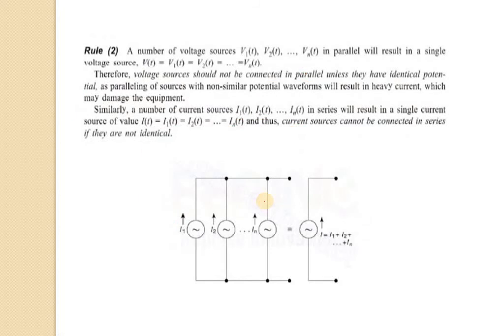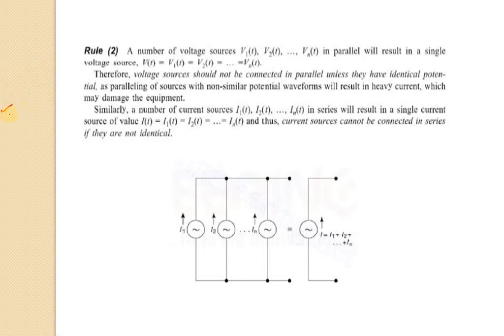Next, rule 2. A number of voltage sources connected in parallel will result in a single voltage source of the same value. That means if a number of voltage sources V1, V2 up to Vn are connected in parallel, then it means the same voltage source. That means V1, V2, V3 are equal.